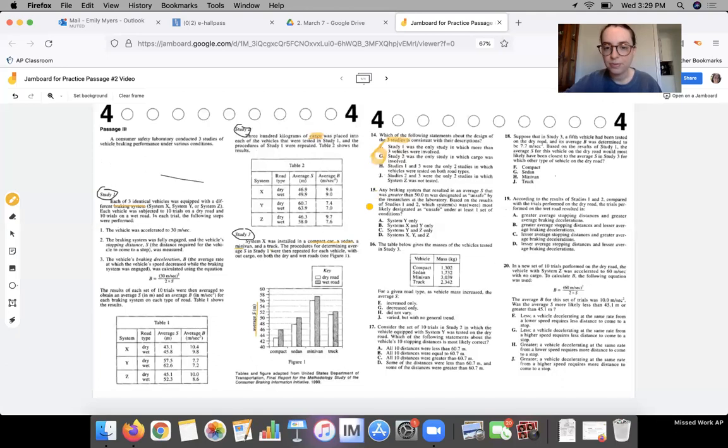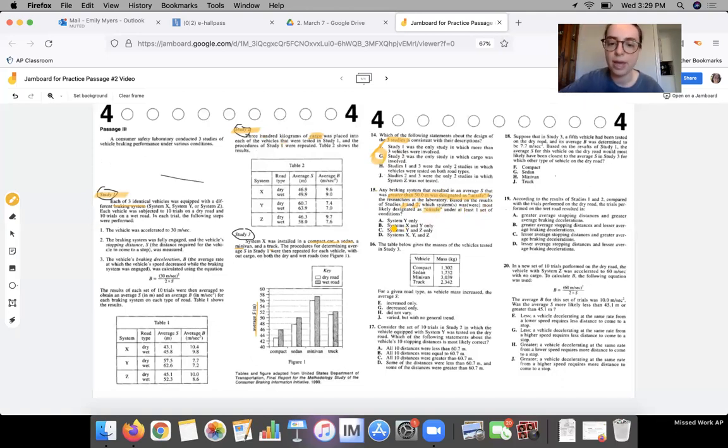All right. 15. Any braking system that resulted in an average S that was greater than 50 meters was designated as unsafe. Okay, so I'm going to highlight that or underline that on my test. More than 50 is unsafe. Based on the results of studies 1 and 2, so I'm looking at 1 and 2, okay, which systems were unsafe under at least one of these conditions?